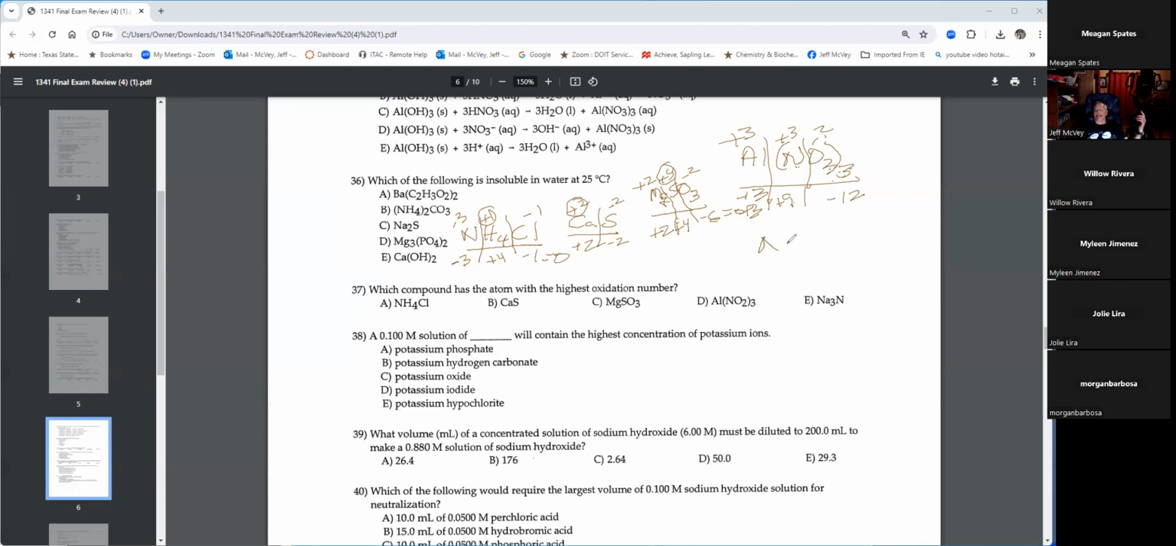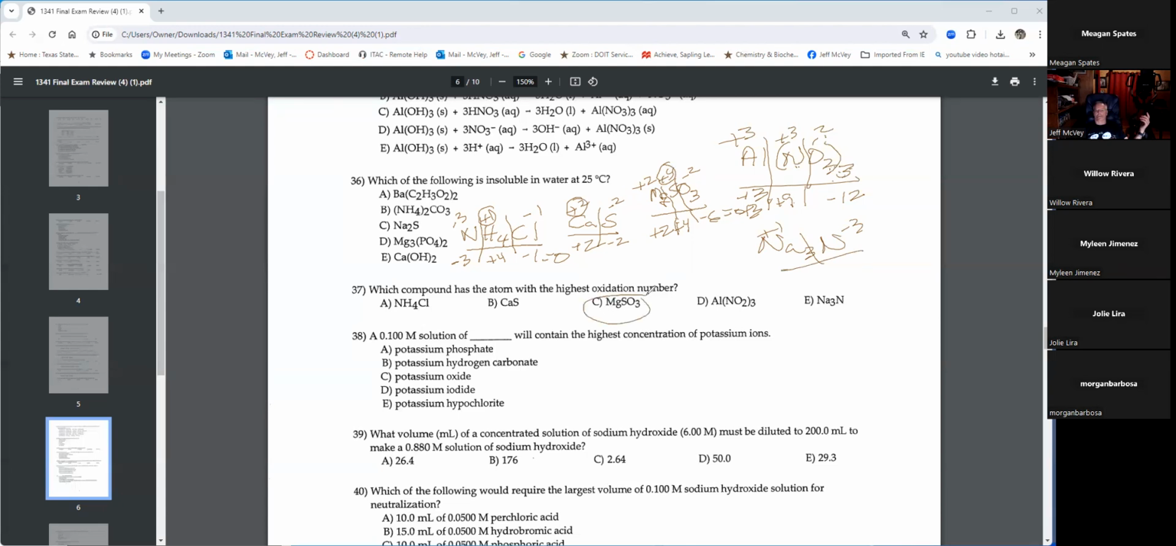Then I have NH4, and so this is -3. This is always going to be +1. So looks like my answer is sulfur in magnesium sulfite at a +4. That is answer C. Hopefully that's the right answer.